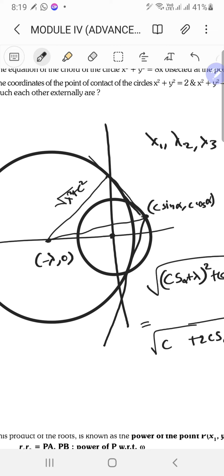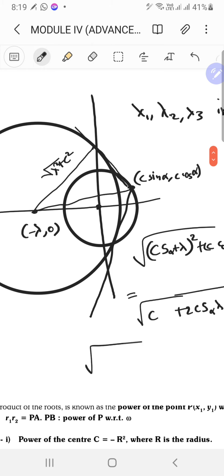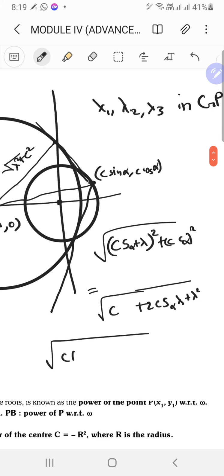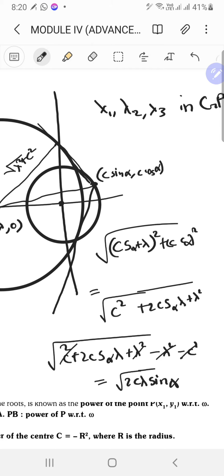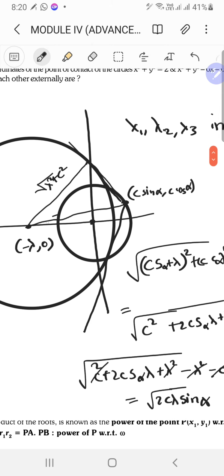So what's this distance going to be? It's going to be the square root of this thing squared, which is c squared plus 2c sine alpha lambda plus lambda squared, minus this thing squared, which is minus lambda squared minus c squared. Actually this should be squared over there, right? Yes, so this cancels. So just get the square root of 2c lambda sine alpha. So that is this distance, right?